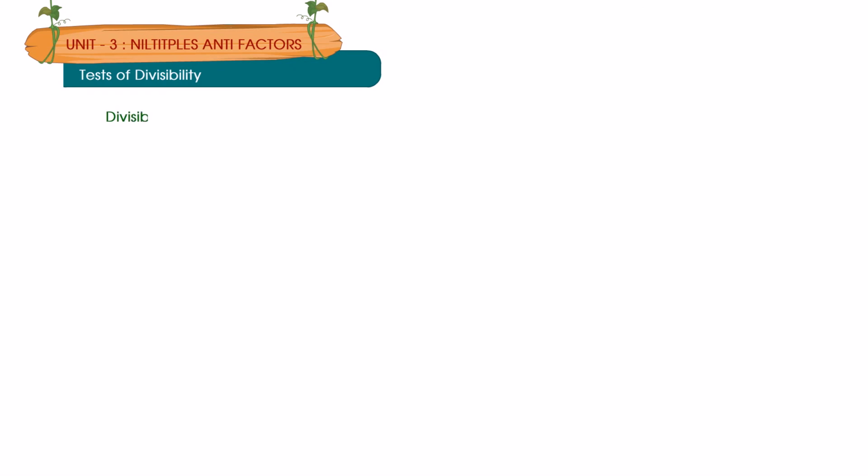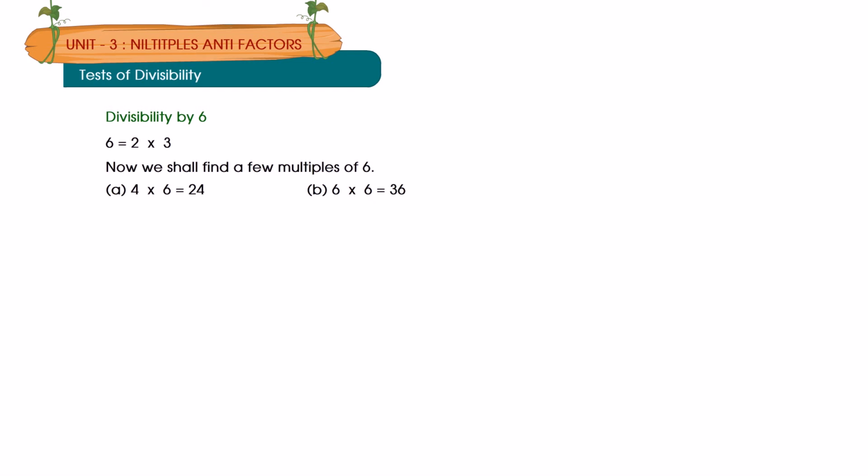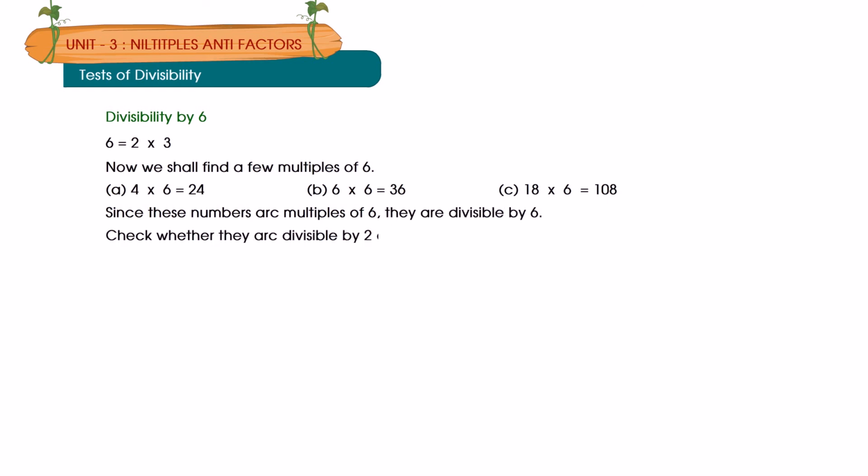Divisibility by 6. 6 is equal to 2 into 3. Now, we shall find a few multiples of 6. A. 4 into 6 is equal to 24. B. 6 into 6 is equal to 36. C. 18 into 6 is equal to 108. Since these numbers are multiples of 6, they are divisible by 6. Check whether they are divisible by 2 and 3 also.